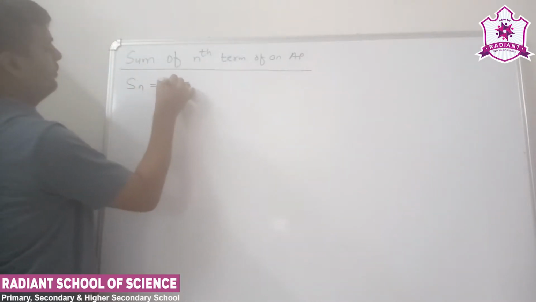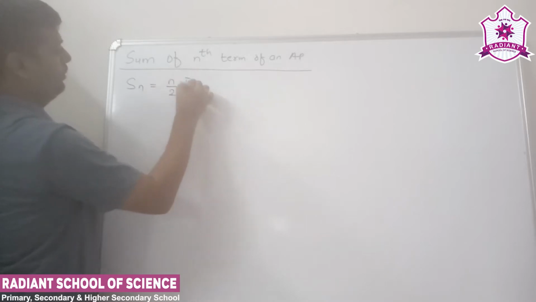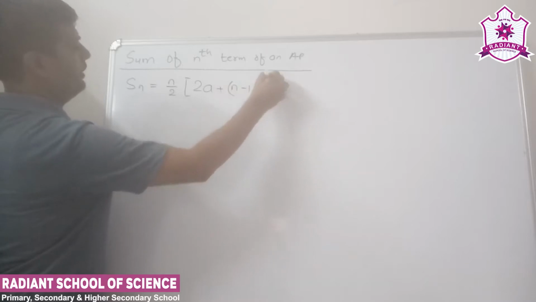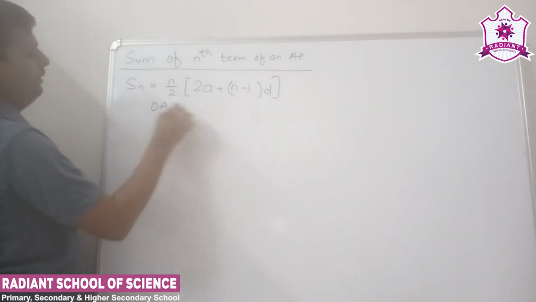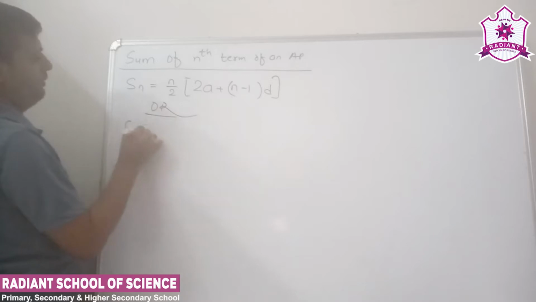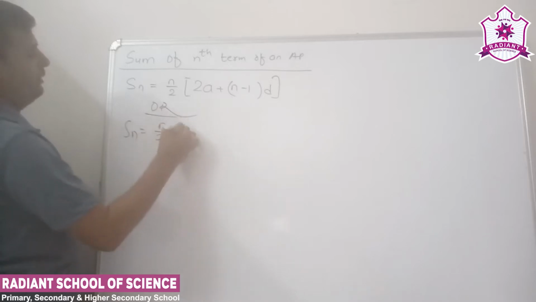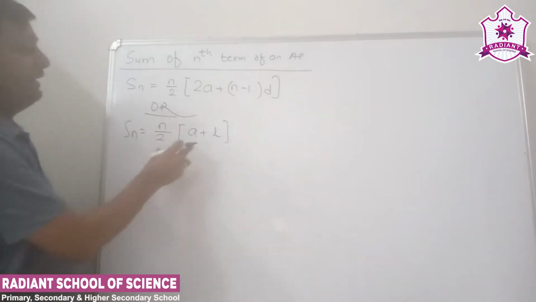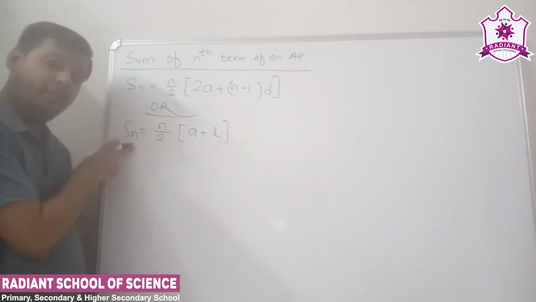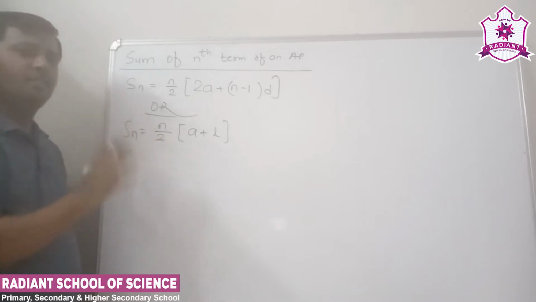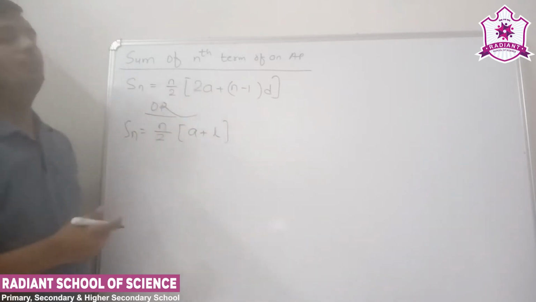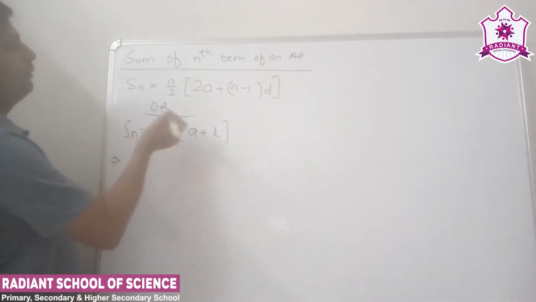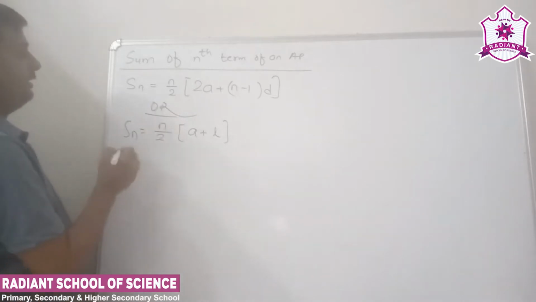So Sn is equal to n by 2 into (2a plus (n minus 1) into d). Or, Sn is equal to n by 2 into (a plus l), where l means the last term. So when the last term is given, you apply this kind of formula, otherwise the general formula n by 2 into (2a plus (n minus 1) d). Now we see the proof.